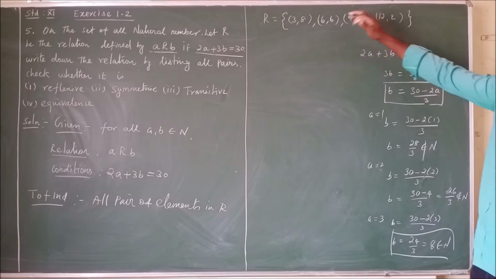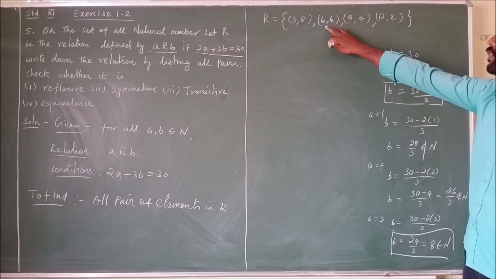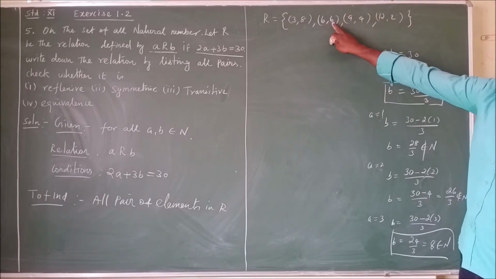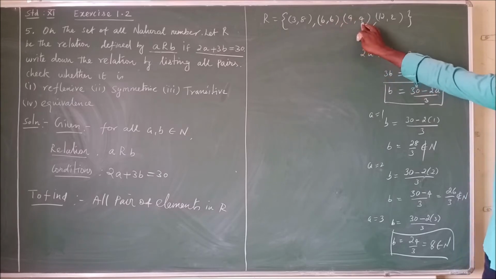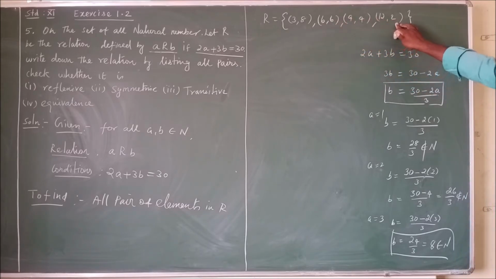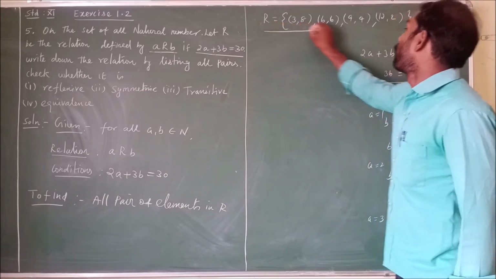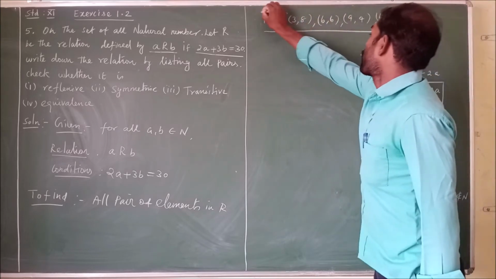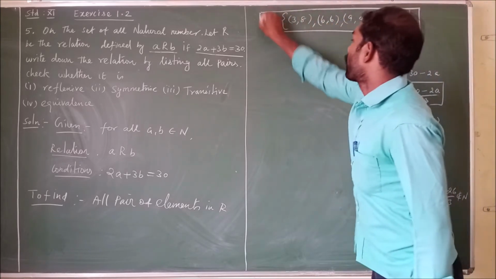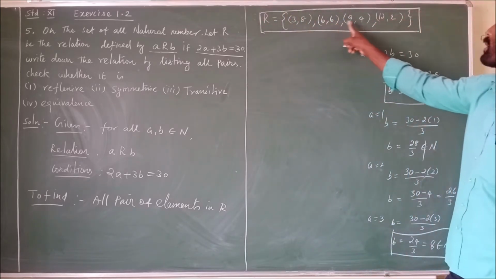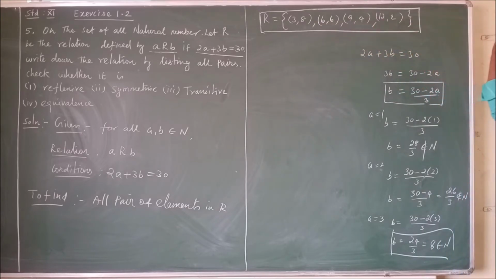After that, check 4, 5. The second pair of elements is 6, 6, the third pair is 9, 4, and the fourth pair is 12, 2. We have to check this process. Therefore, the required pairs of the relation are 3, 8; 6, 6; 9, 4; 12, 2. It is a clear explanation.